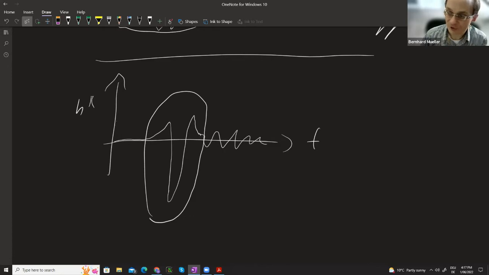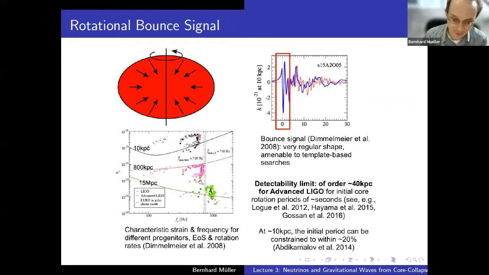It basically looks the same regardless of how the progenitor rotates initially. It has the same shape, but it will have higher amplitude if the progenitor core rotates faster. You only get exceptions from this for very, very rapid initial rotation in the progenitor core.